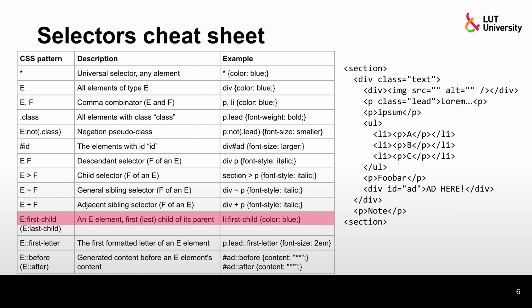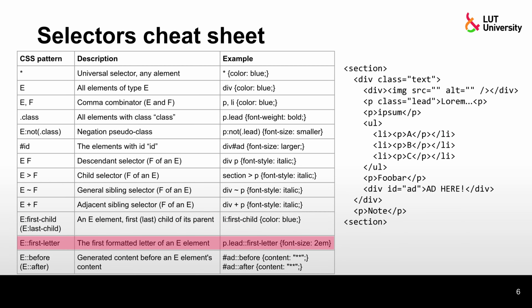Then we have this first child or last child selector. So we can select the first or last child of its parent. So list item first child and the color will be blue, or the last child color blue.